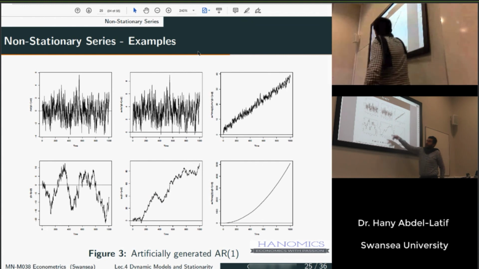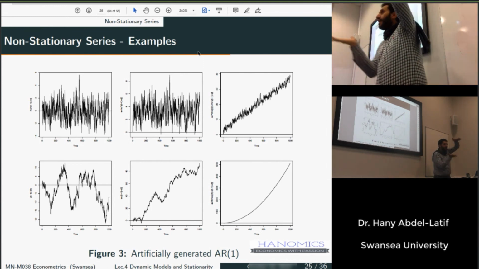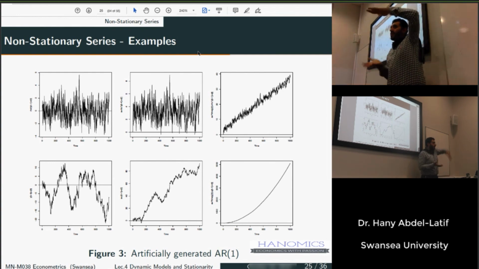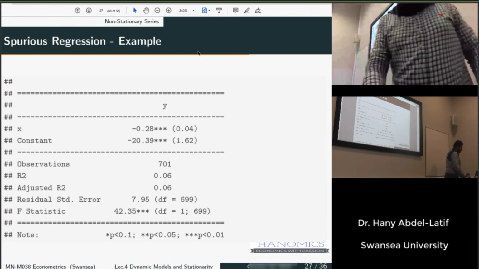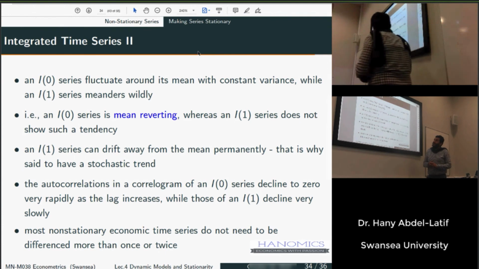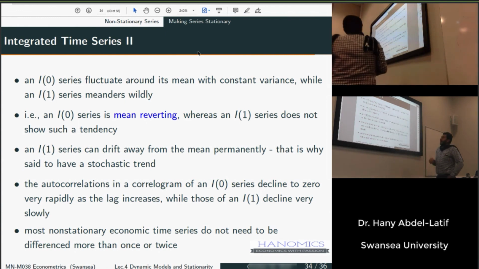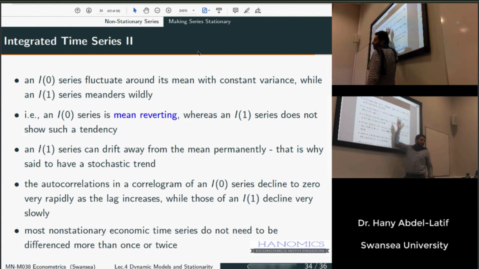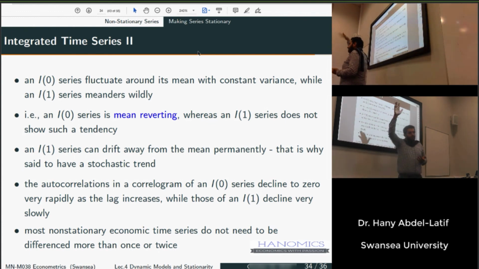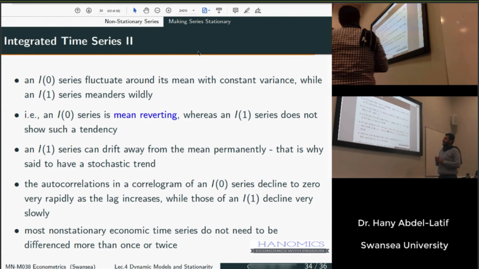Look at the first graph here. This is exactly what it means. This is I(0), a stationary series, going up and down around a constant mean, and the variance, the way it is spread around the mean, seems to be constant. So that's why they call it mean reverting. It goes away and comes back, goes up and down around the mean. But I(1) or non-stationary data doesn't show that. Sometimes it has an upward or downward trend. It doesn't really show this sort of behavior going up and down around the mean.